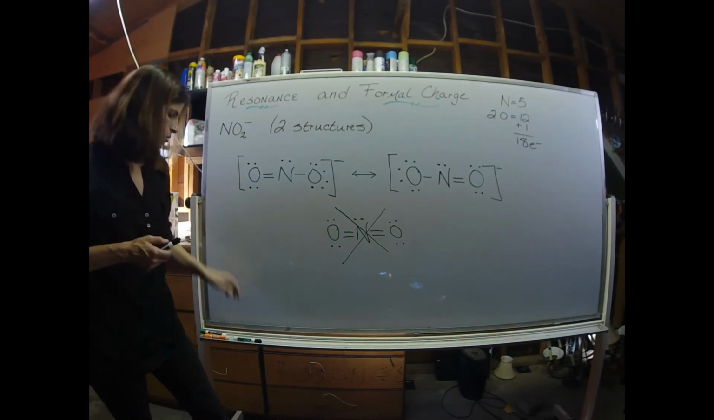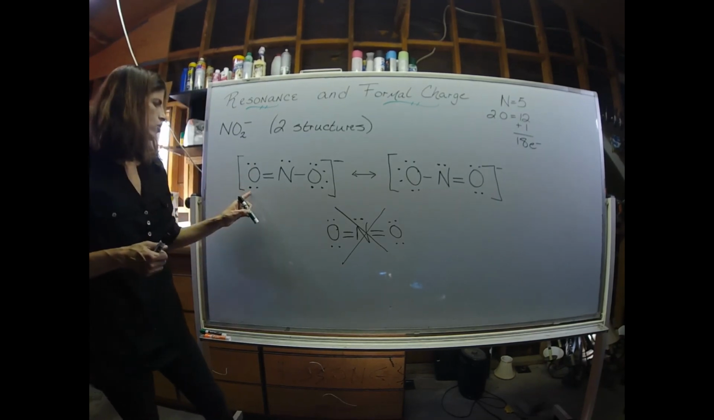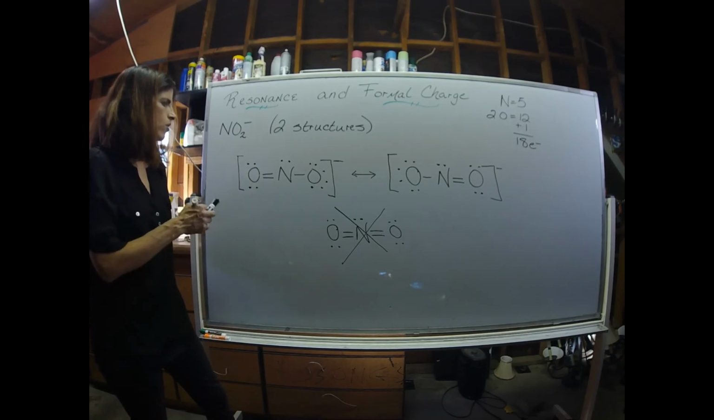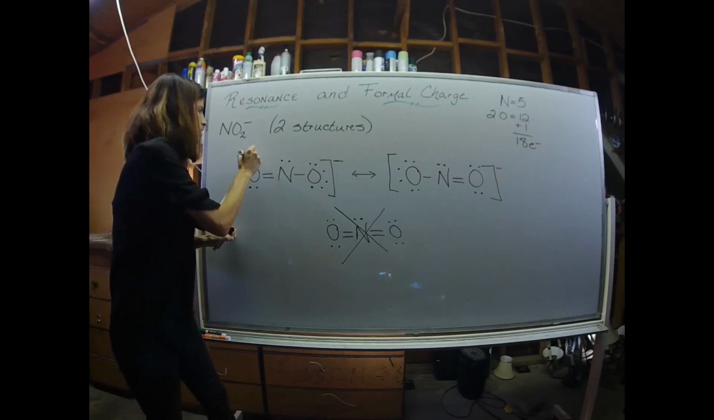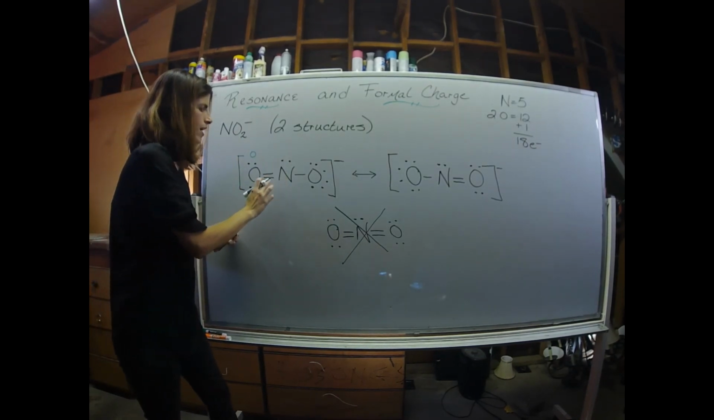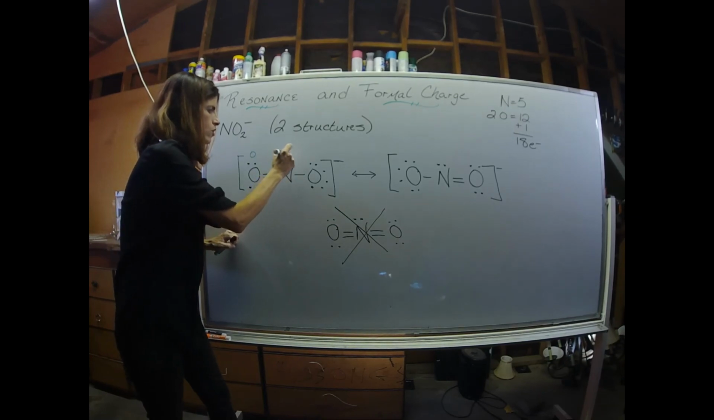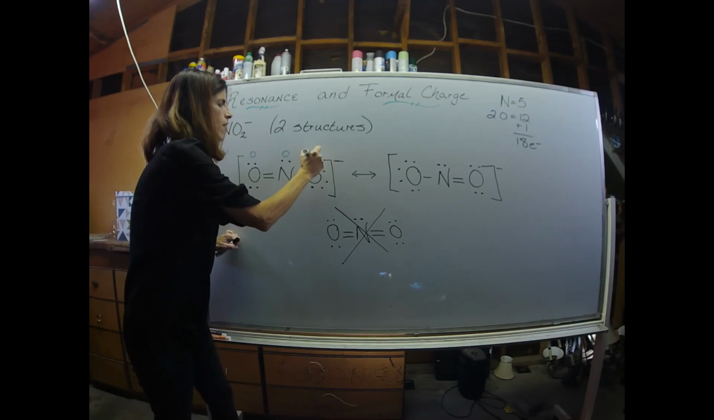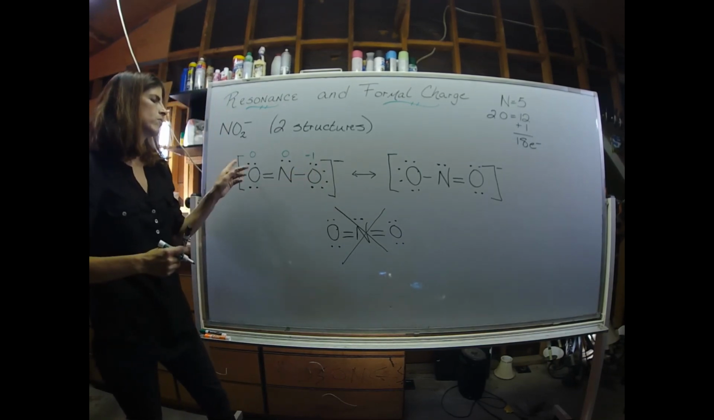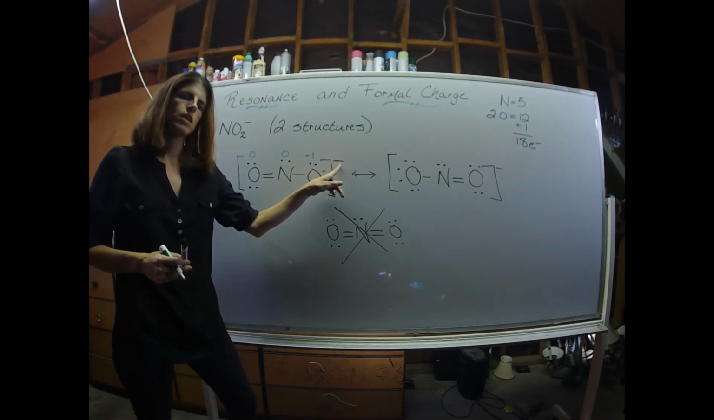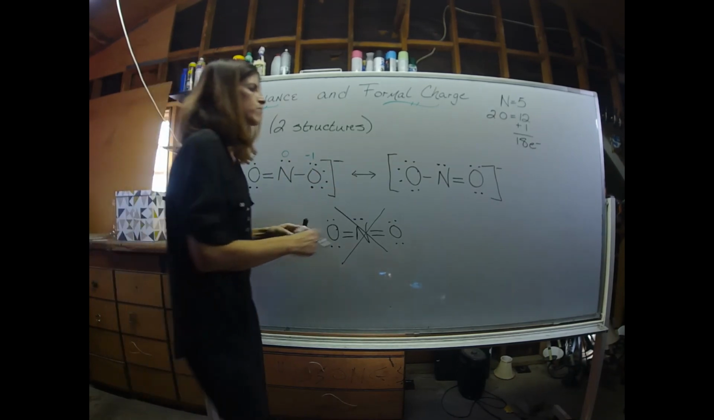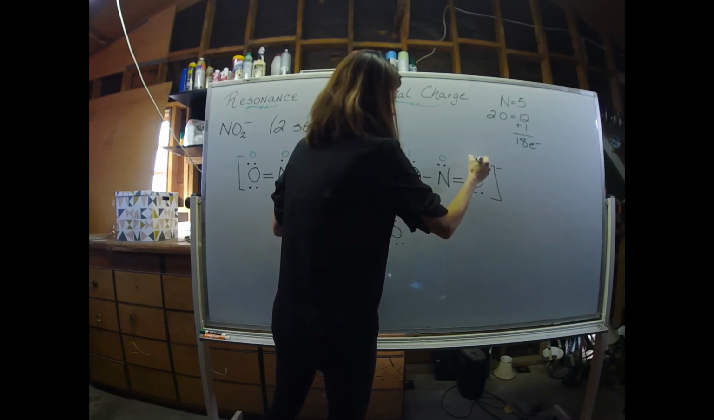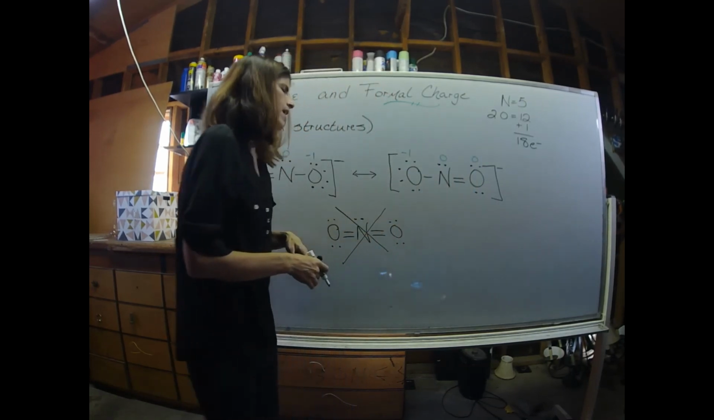Alright, in terms of formal charge, oxygen is going to be a 0. 6 minus 2 minus 4. Nitrogen, group 5, it's got 3 lines and 2 dots, so another 0. And this single bonded oxygen is going to have a formal charge of -1. So altogether, this adds up to the -1 of the ion. -1, 0, 0. Again, adds up to -1.